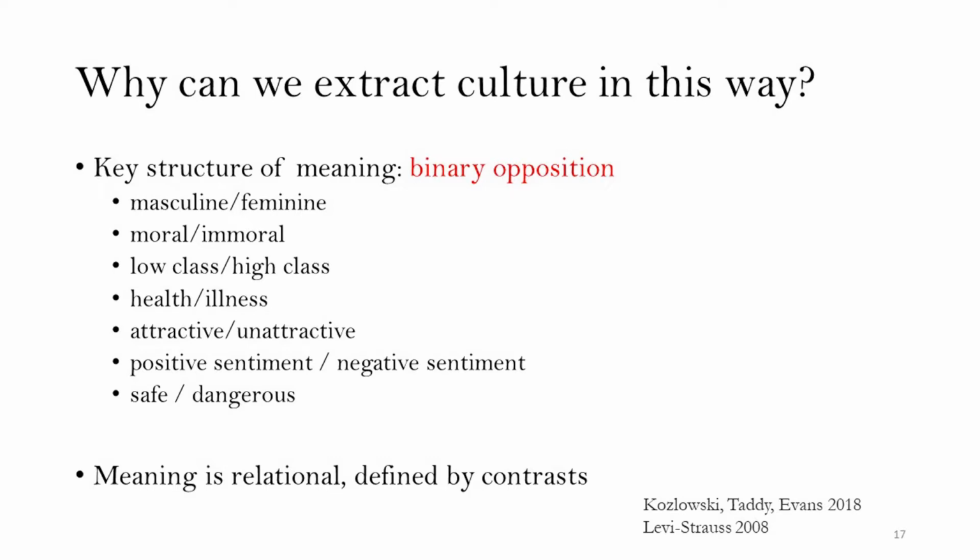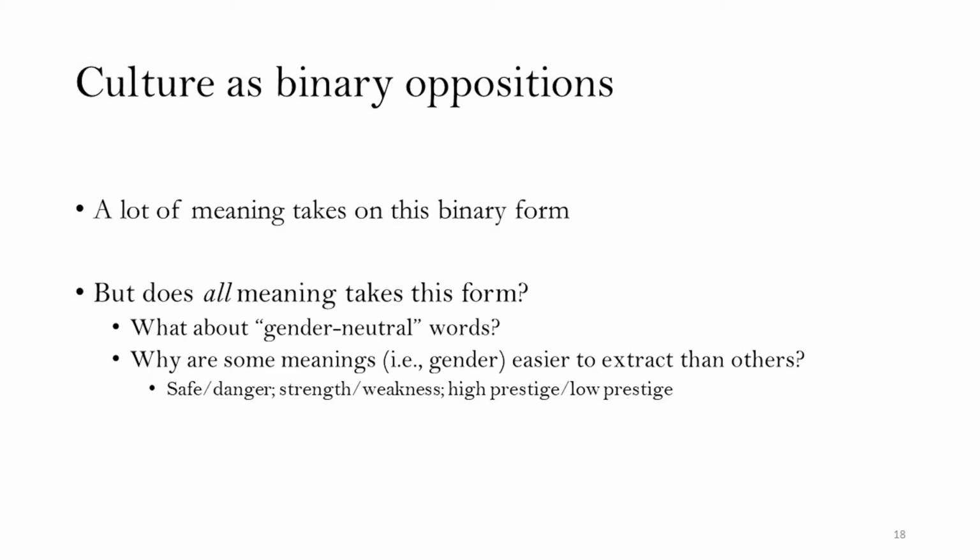So then there's the question of why we can actually extract culture in this way. It seems too easy, too simple. Something that Kozlowski, who's used these methods, brought up is that a key structure of meaning is binary opposition. This is something that sociologists thought about a lot in the 50s and then kind of forgot about. Turns out that a lot of these constructs that we're measuring are binary oppositions. A binary opposition is when we have 2 concepts that are defined relationally, defined by each other. For example, our idea of masculinity is defined by the contrast with femininity. A lot of these things that we've tried measuring take on that same form.